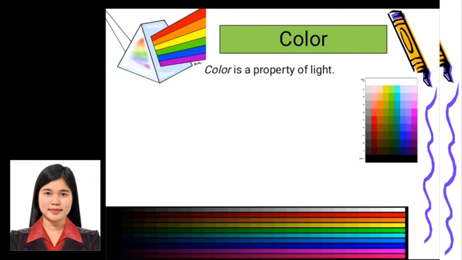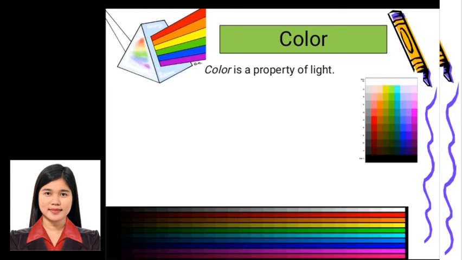Color is a property of light. When we say an object is red, we mean that its surface reflects certain wavelengths of light that we call red. We identify the object as red in color. If all wavelengths of light are absorbed, we identify the color as black. If all wavelengths of color are reflected, we see white.